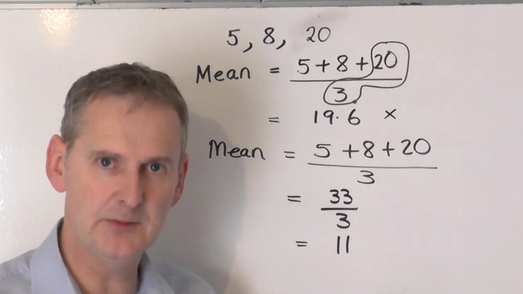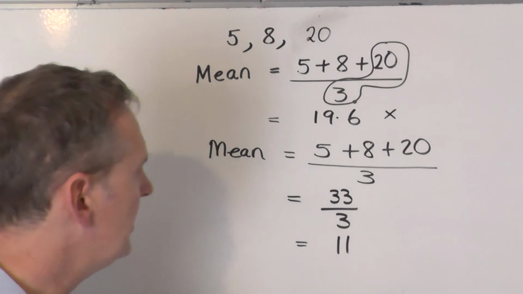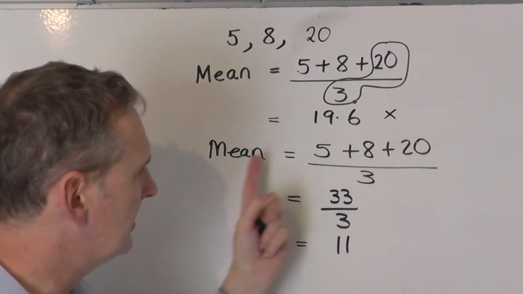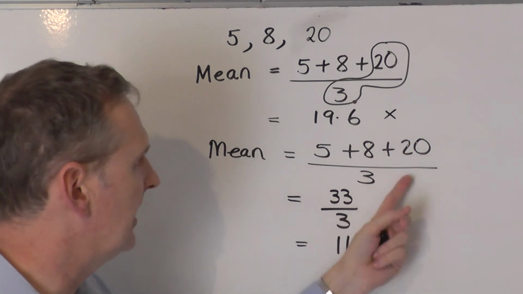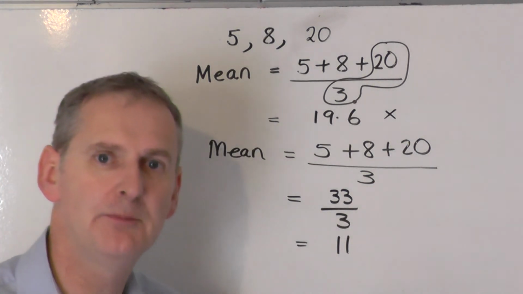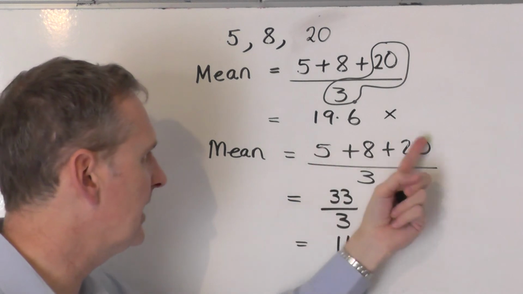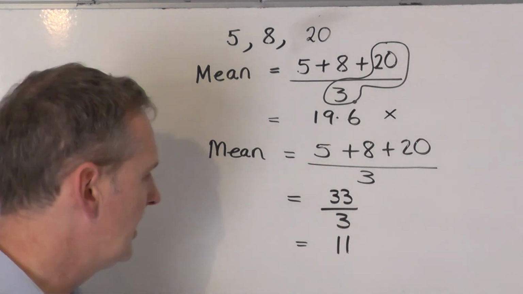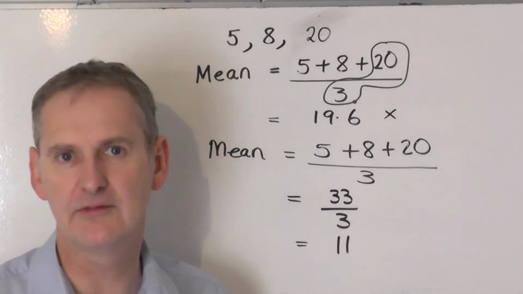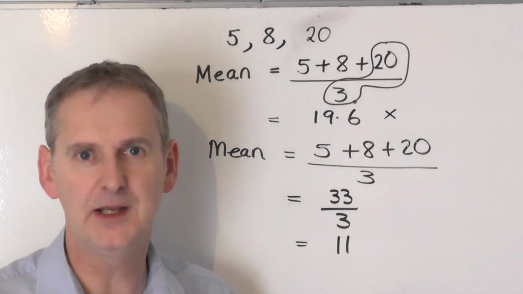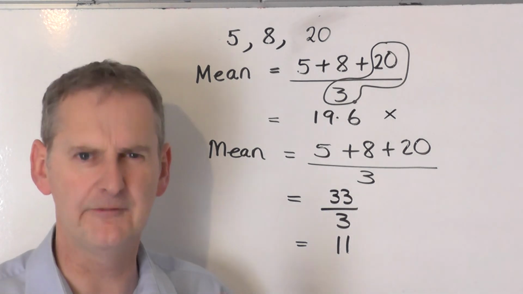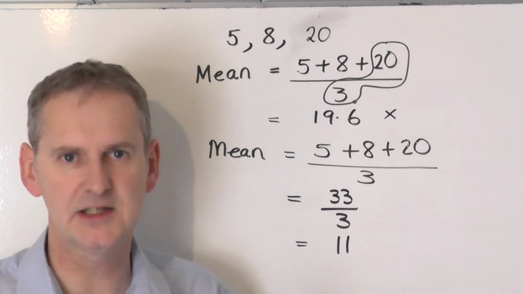So to stop you making this silly mistake, what you need to do is write down the question, write down the working out first line like so, and then make sure you put in the line where you work out the top line first and then share by 3 afterwards, and that will give you the correct answer, 11. Make sure you don't make this mistake in the exam. It's a very common mistake on a very easy type of question. That's the end of this video.